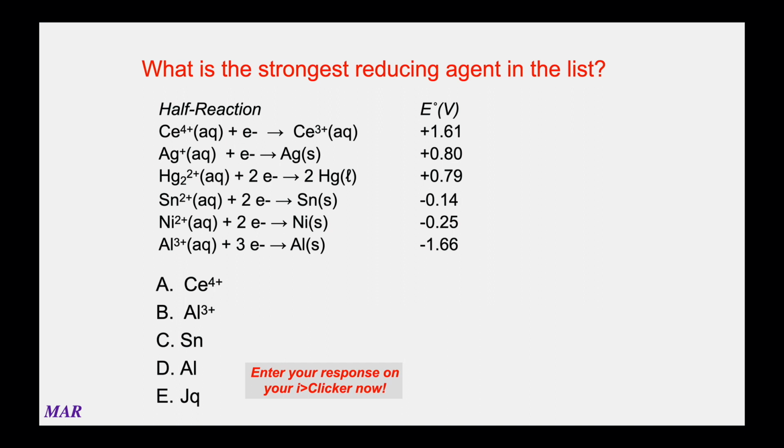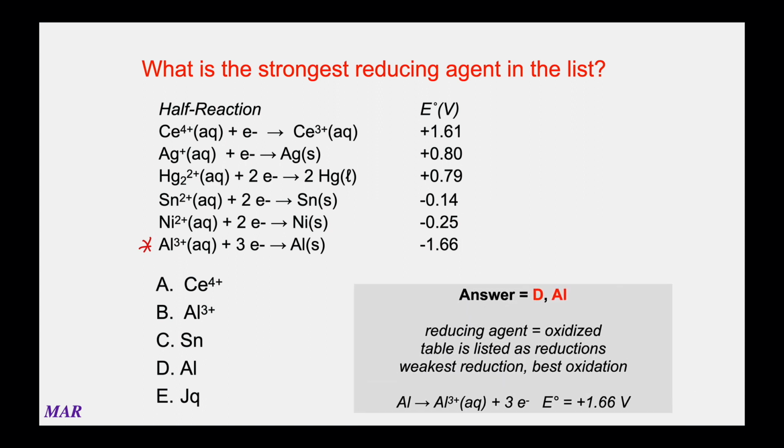So remembering here that we're flipping everything around, all right? If you flip the last one, the aluminum one, so you end up with aluminum metal making aluminum 3+ plus 3 electrons, well, that's being oxidized. Aluminum would be the reducing agent. That would have a value of positive 1.66 volts. And that's the biggest voltage of all of these. Aluminum is going to be your best reducing agent. It is most likely to be oxidized. That's what reducing agent means.